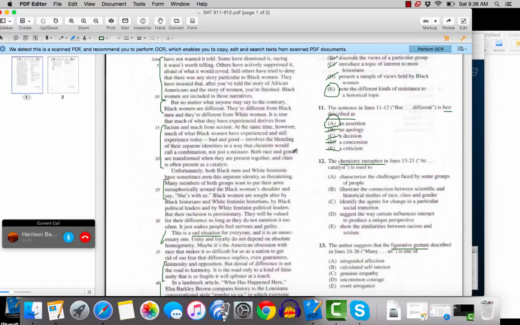Maybe that reading D, I think when I was looking at it, it was between A and D. Between A and D. Okay. I don't believe this passage is meant to show the similarities between racism and sexism. Great. So we've crossed off E, we've crossed off C, we've crossed off B. So we're between A and D here. A is characterize the challenges faced by some groups of people, and D is to suggest the way certain influences interact to produce a unique perspective.